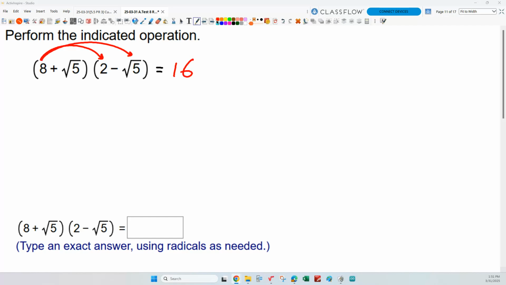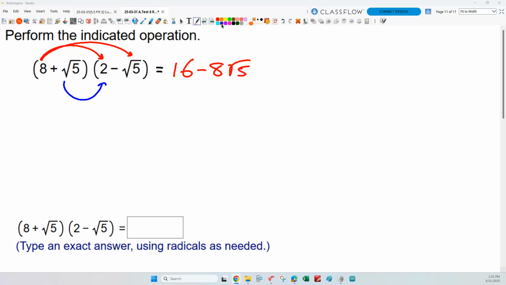Well, what am I going to get there when I distribute? What's my outside number going to be? What's the outside number there of that second term? Negative 1, yeah. So 8 times negative 1 is negative 8, and then I've got the inside number, square root of 5, right? Good? Okay, what if I distribute this square root of 5?